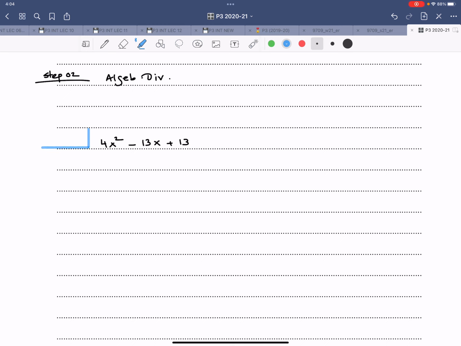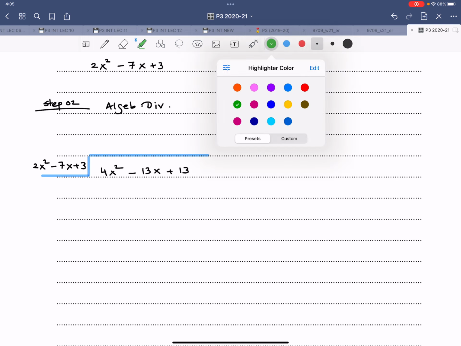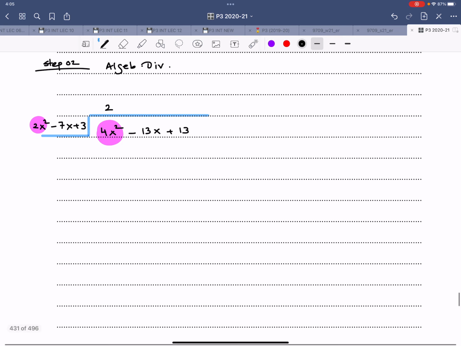Let me just write it like this. Your divisor is the answer of step 1, 2x square minus 7x plus 3. Let's start off. So now we have the first term, that is 4x square. So this is 4x square, this is 2x square. You divide, you get 2, just a constant because the powers are equal. So 2 multiplied by 2x square, that is 4x square, minus 14x plus 6.